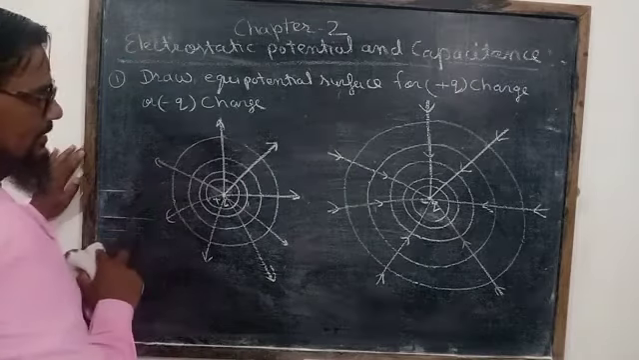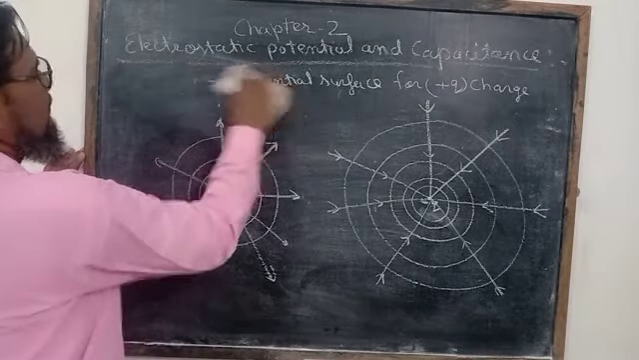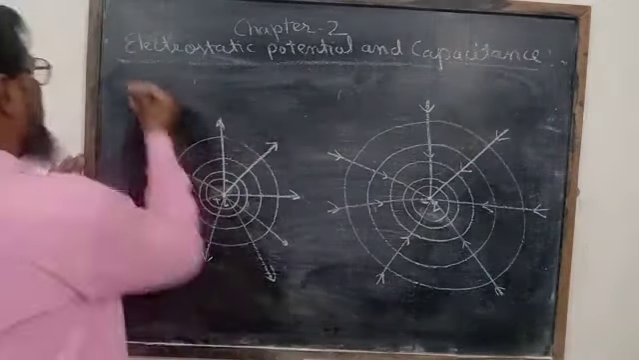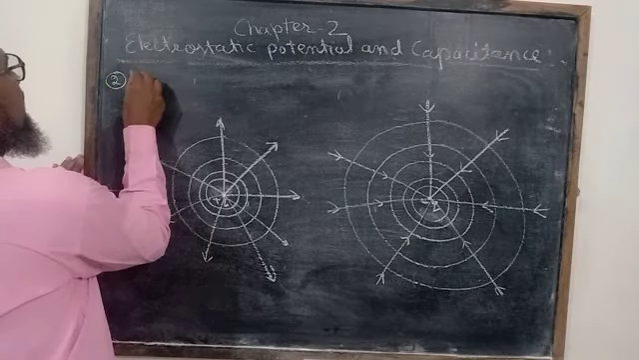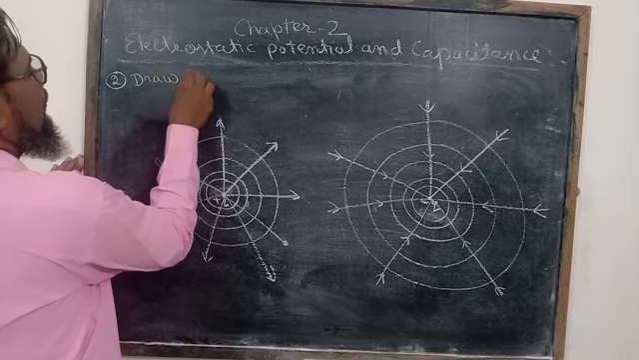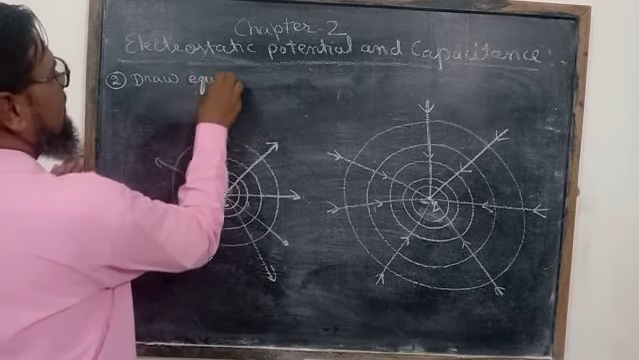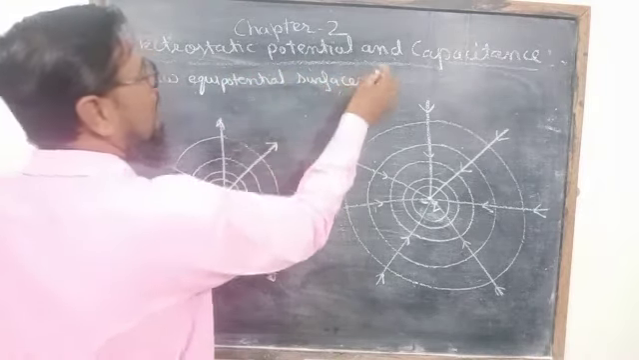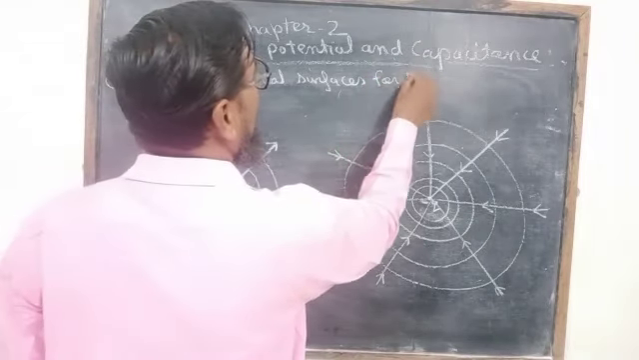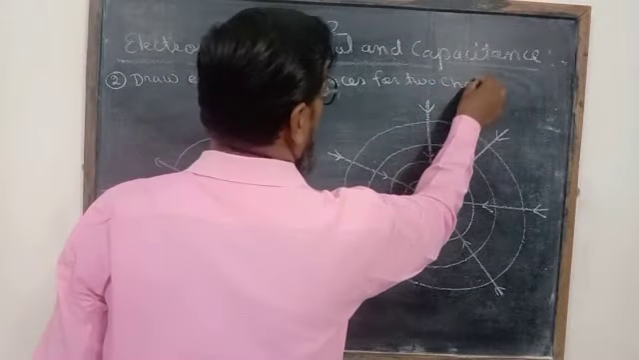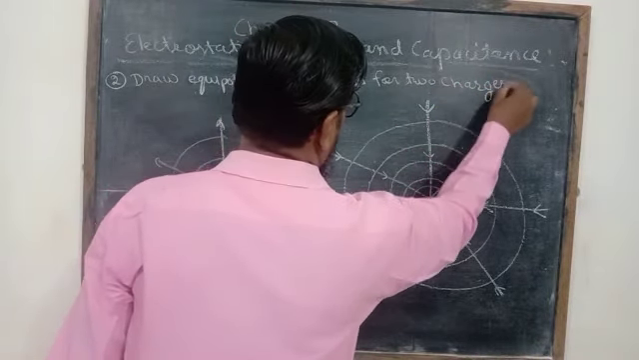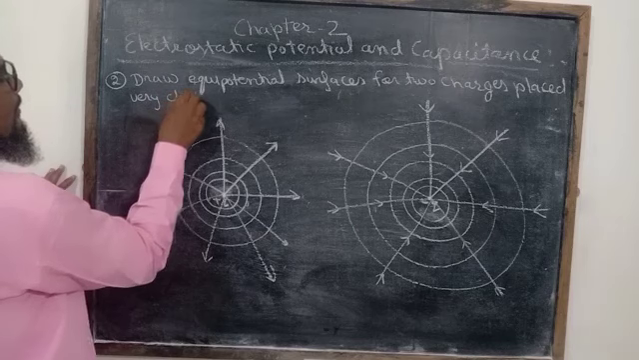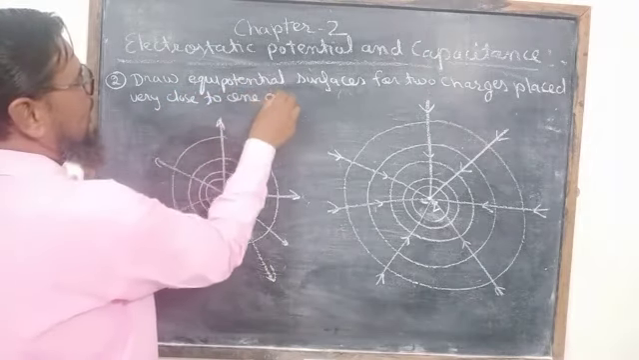The second question is this one. The second question: draw equipotential surfaces for two charges placed very close to one another.